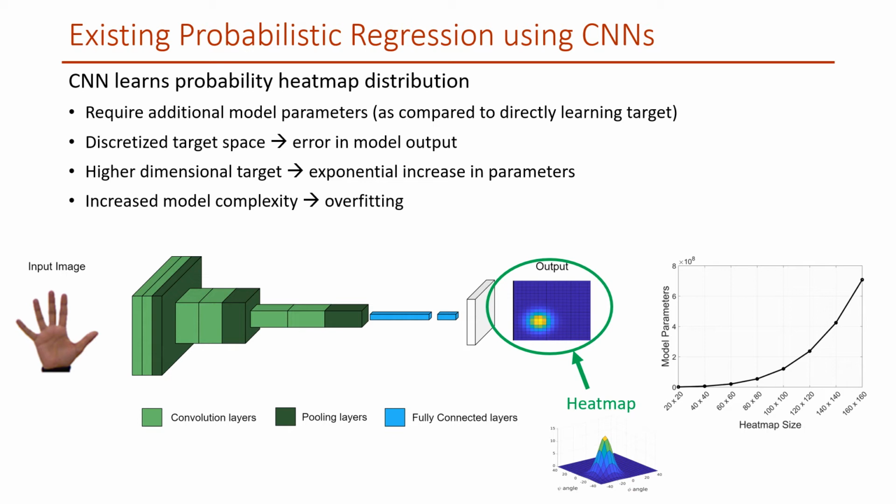Having higher dimensional targets usually means an increase in the number of model parameters in order to map to a higher dimensional target space. With increased model size and complexity, the models are prone to overfitting and usually require sophisticated regularization techniques as well as additional training data.